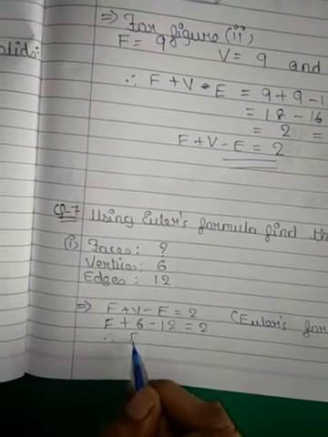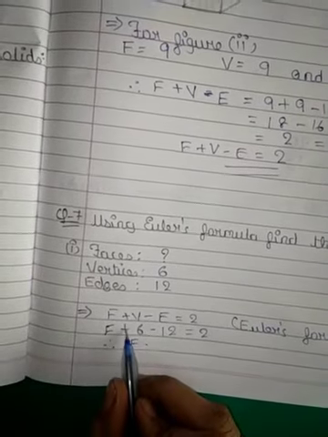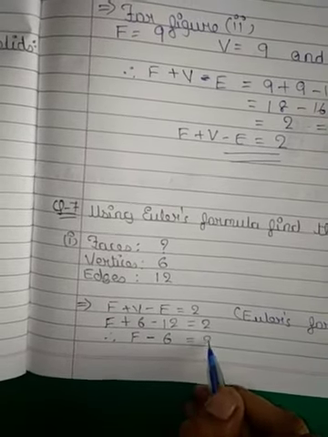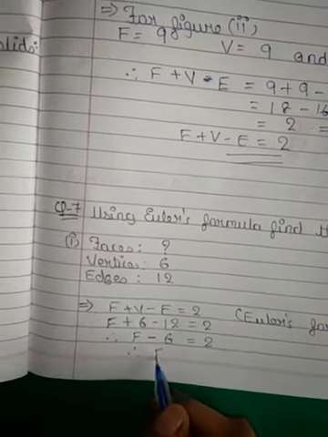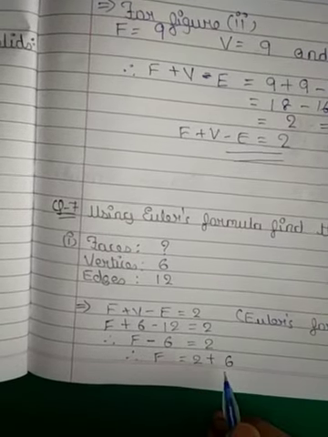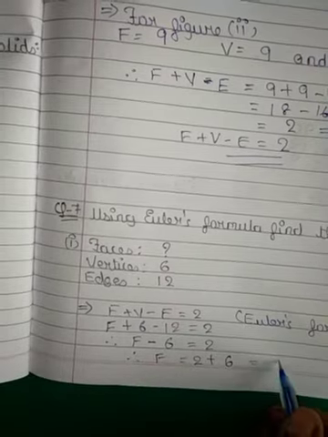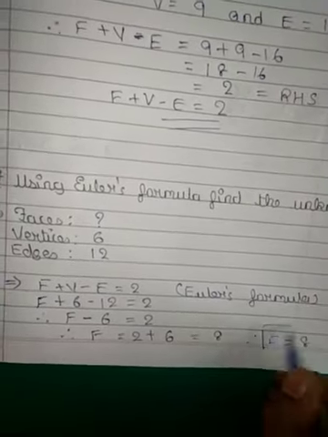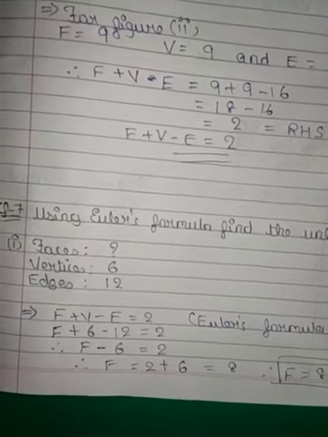Therefore, F plus 6 minus 12 means minus 6 is equal to 2. Therefore, F is equal to 2 plus 6. This will go to this side. So, plus. So, 6 plus 2 is 8. Therefore, F is equal to 8. Total number of faces are 8.